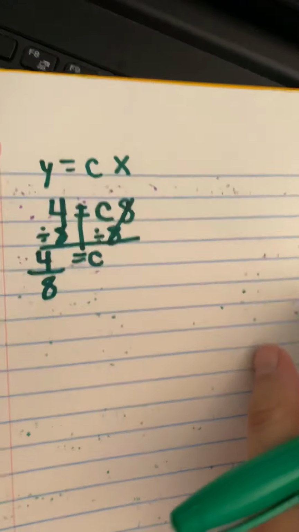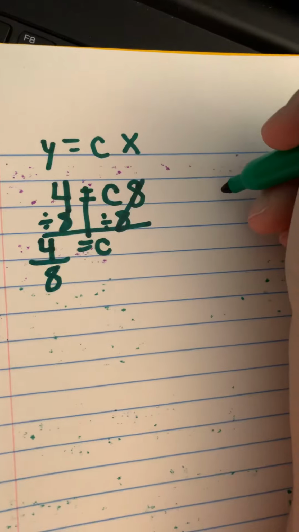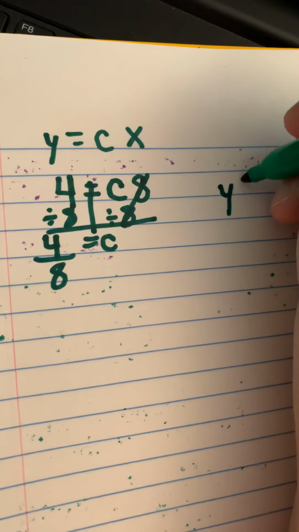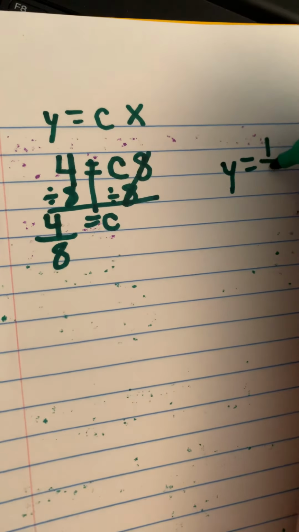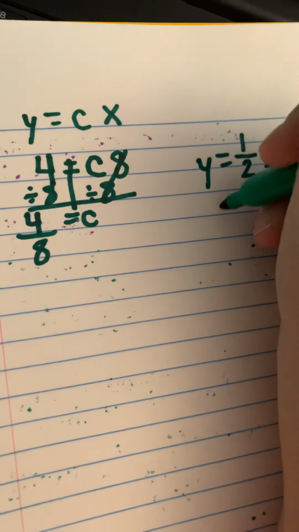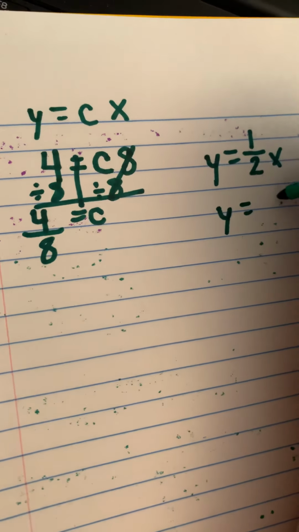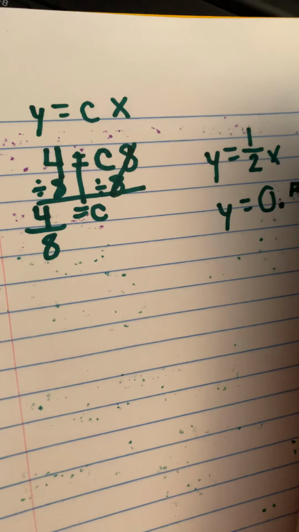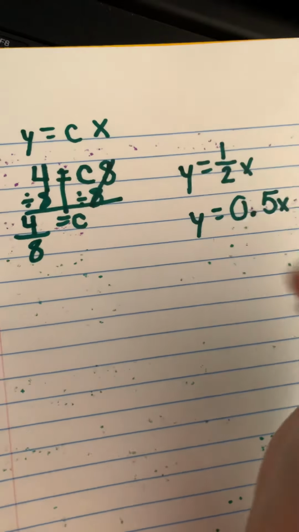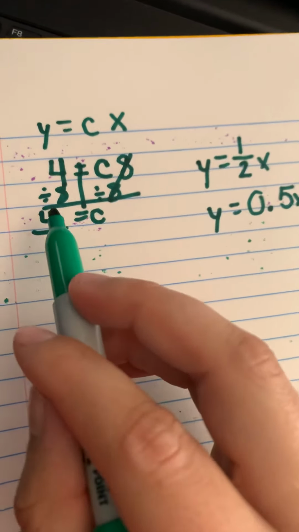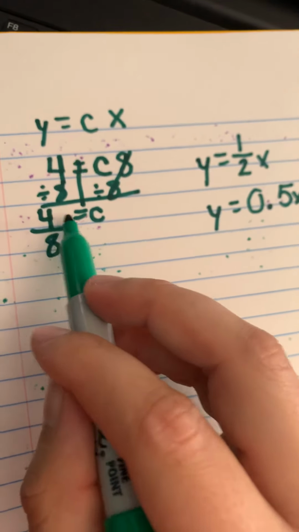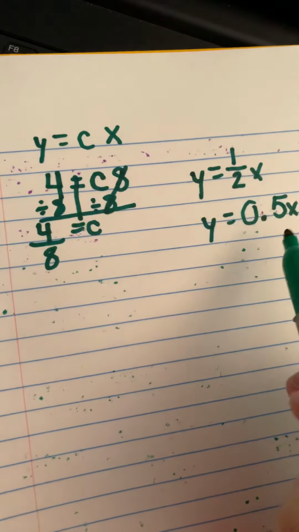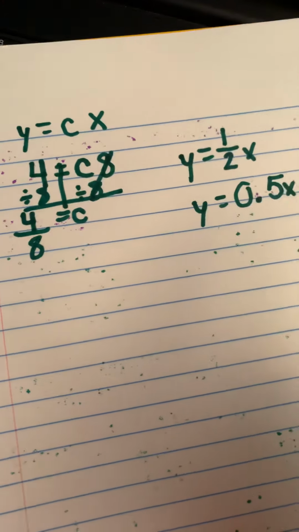So if I wanted to write my equation, I have y equals 1/2 x. And another way you could write it, of course, is y equals 0.5x, because it's both 1/2. I just want to make sure you guys realize I got the 1/2 by saying 4 over 8 simplifies by 4 to 1/2. So either one of these works, both of these are saying the exact same thing.